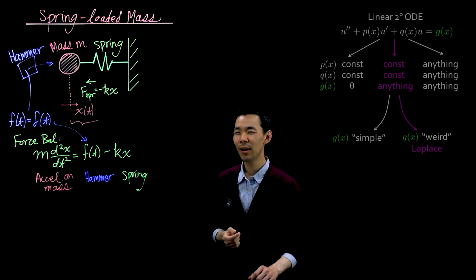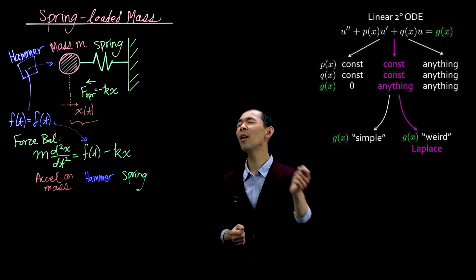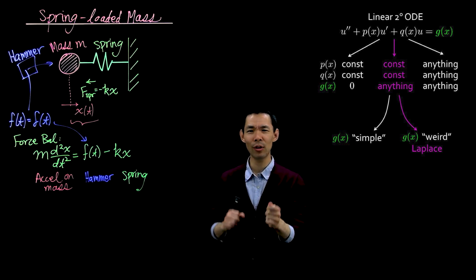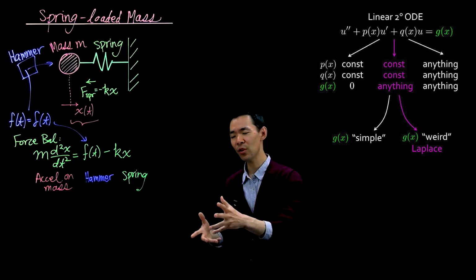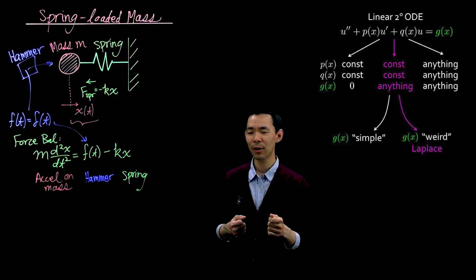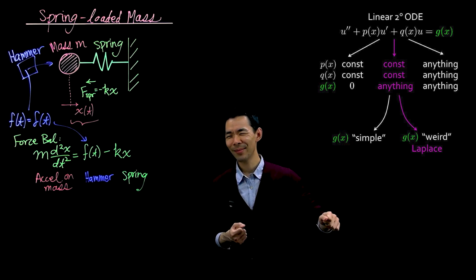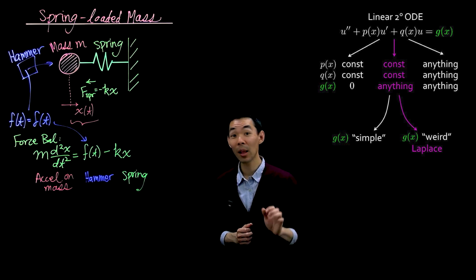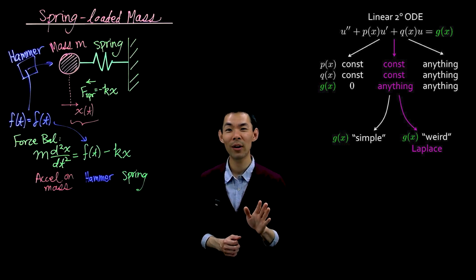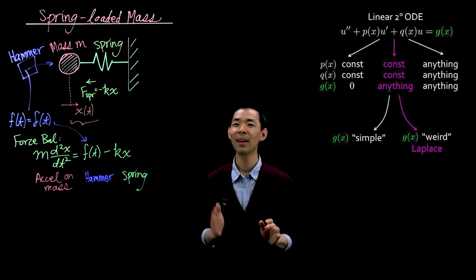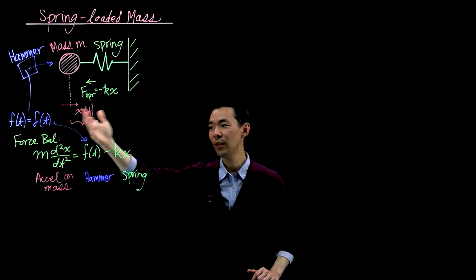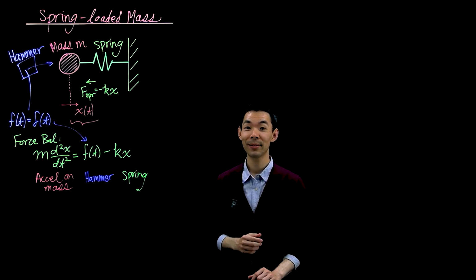Now remember that tree diagram from a long time ago where I said the non-homogeneous term, if it's simple, you can use these techniques, method of undetermined coefficients, you could use variation of parameters. If it's weird, you can still use variation of parameters, but the Laplace transform can take weird functions pretty easily. Let's see it right here. We're going to take the Laplace transform of this equation and see what happens.